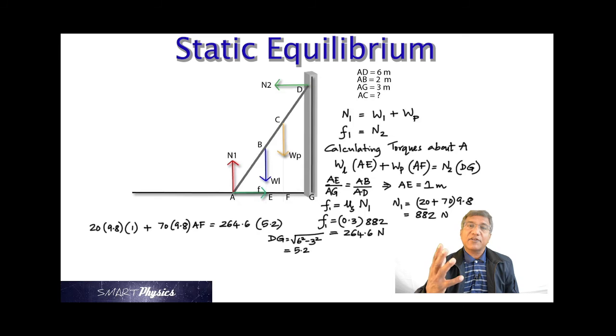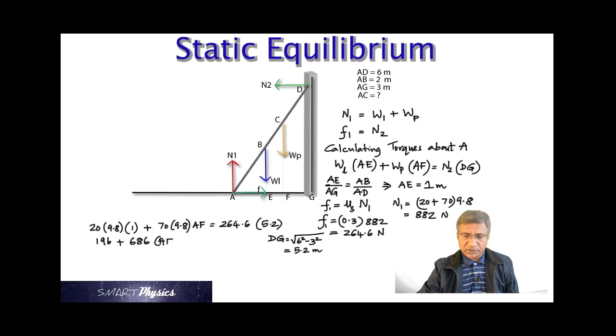5.2. Now where did I get that 5.2 from? 5.2 is DG. You see, in the right angle triangle, this side is 3 meters, this is 6 meters. Surely this side is 6 squared minus 3 squared, and then take the square root of that. So that's what I've done. Square root of 6 squared minus 3 squared gives 5.2.